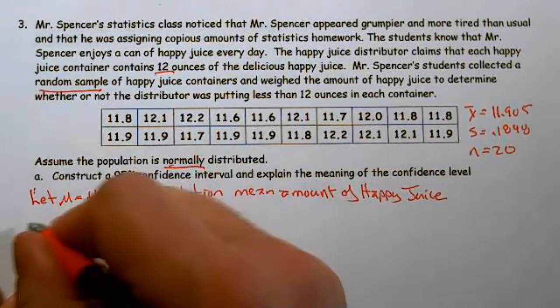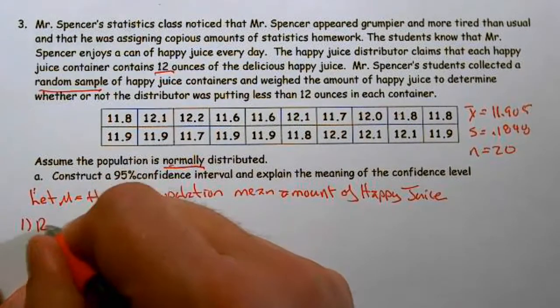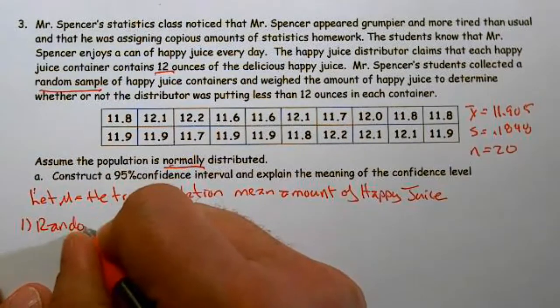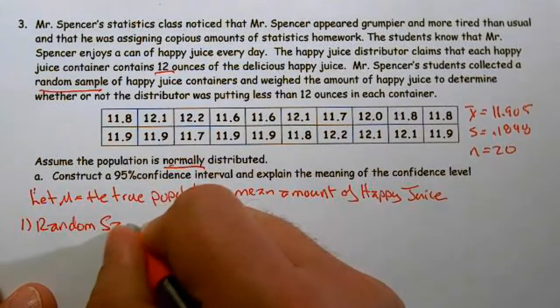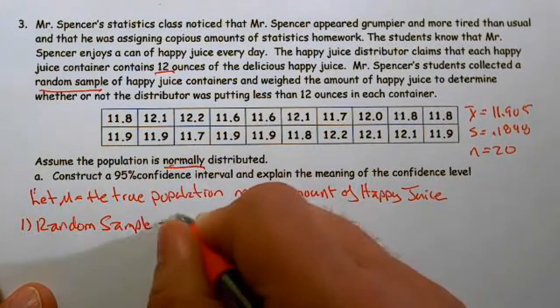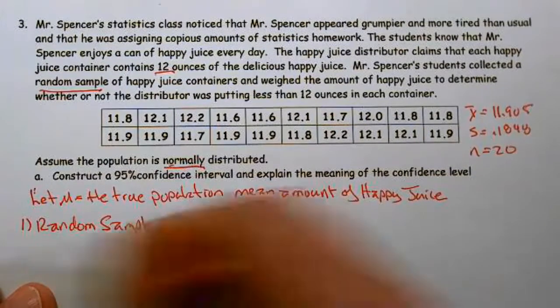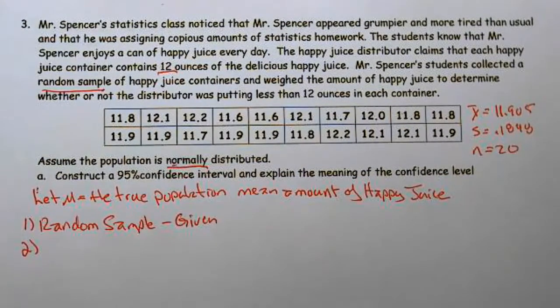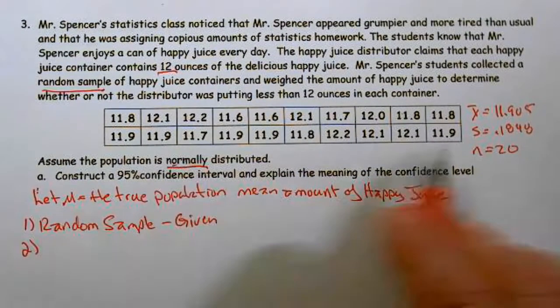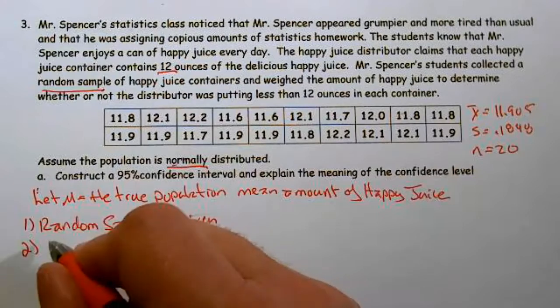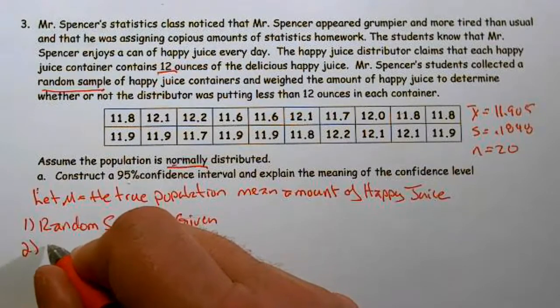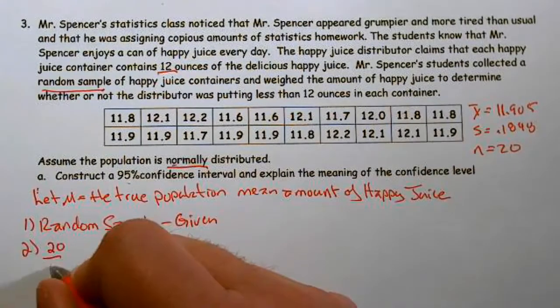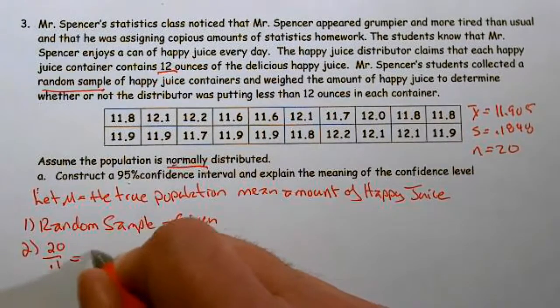Write the conditions. The first condition is random sample. The students were very smart and took a random sample, so that's a given. Obviously, Mrs. Lamb and myself have done a good job training you in the importance of random sample. n needs to be less than 10% of the population. So we have 20 cans divided by 0.1 equals 200.